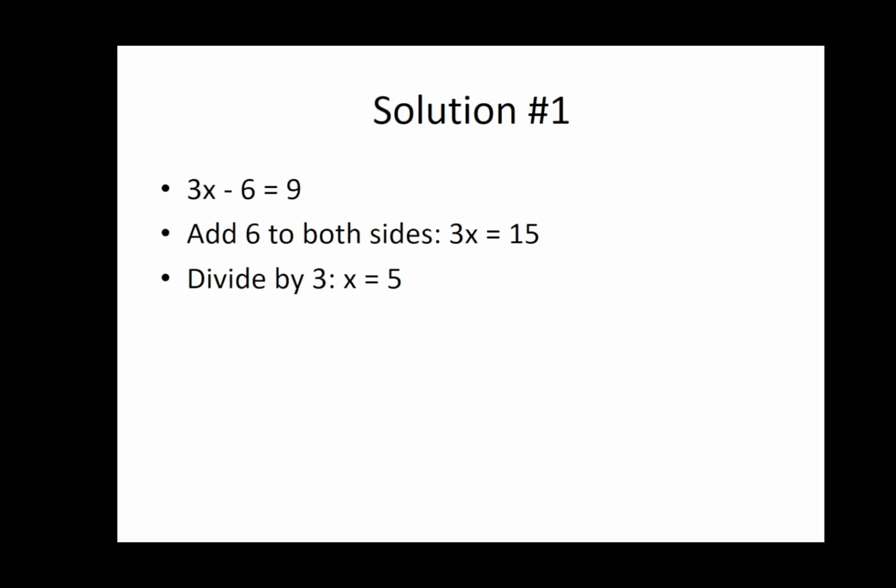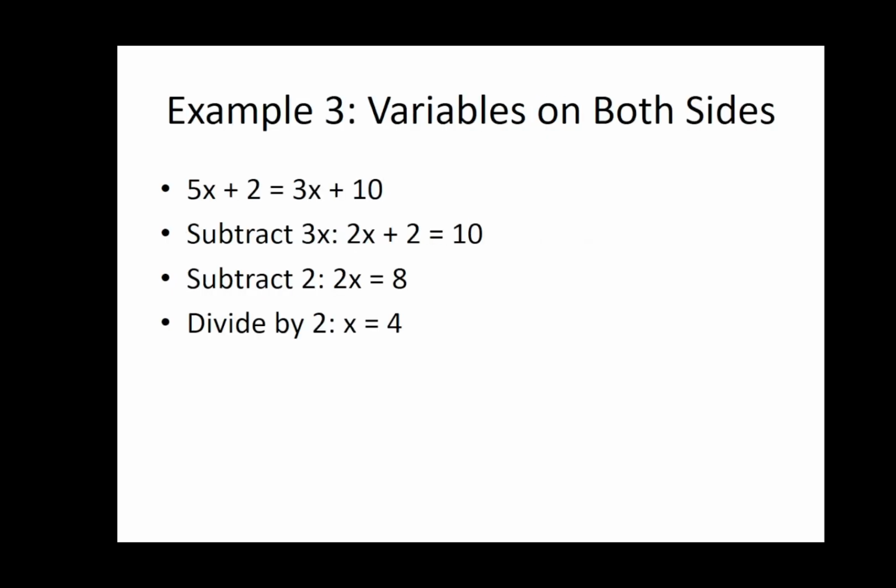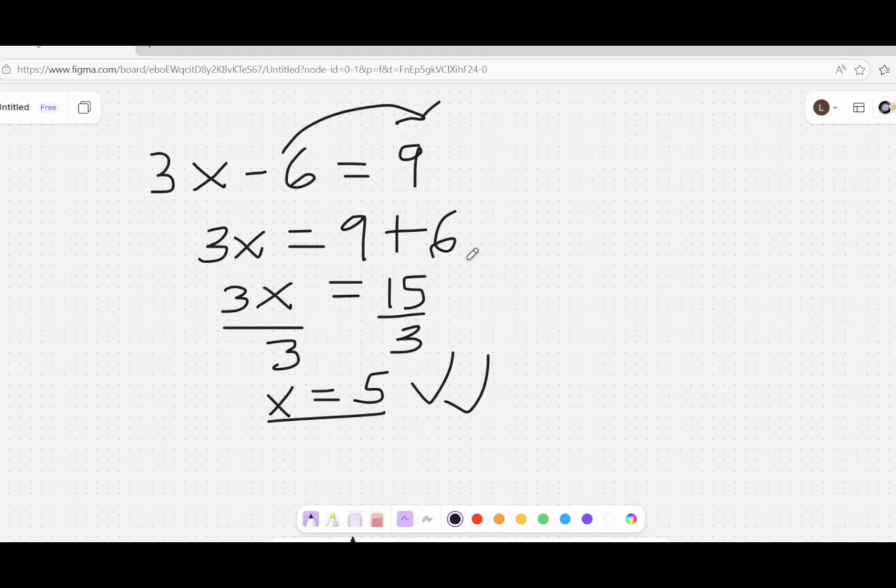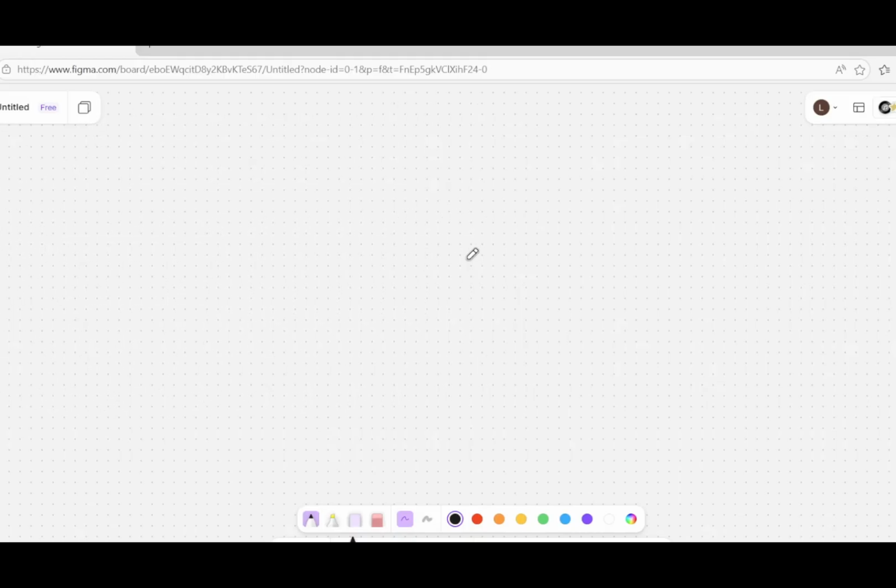Okay, so it's the same on the screen. So, variable on both sides. As you can see, there are x terms on both the left and right side. So we'll try to solve this one first. I'll rewrite it, and I'll discuss further. So 5x plus 2 is equal to 3x plus 10. So we'll solve this one.